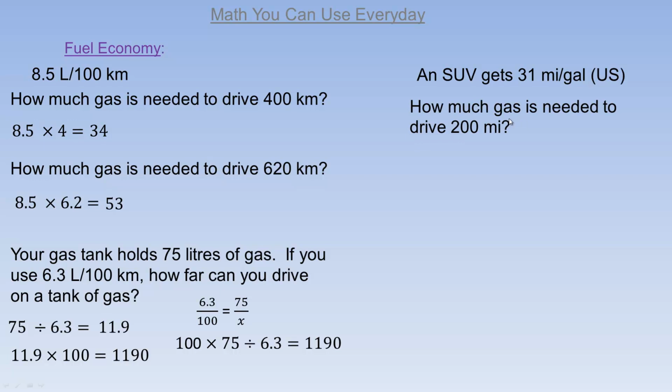So the first question is, how much gas is needed to drive 200 miles? So you see, I'm going to go 31 miles for every gallon. So we really want to figure out how many 31 mile groups there are in 200 miles. So how many 31s are there in 200? And because for each of those, we're going to use 1 gallon of gas, that's why we would divide 200 by 31 to give us 6.5. So that SUV would use about 6.5 gallons of gas.